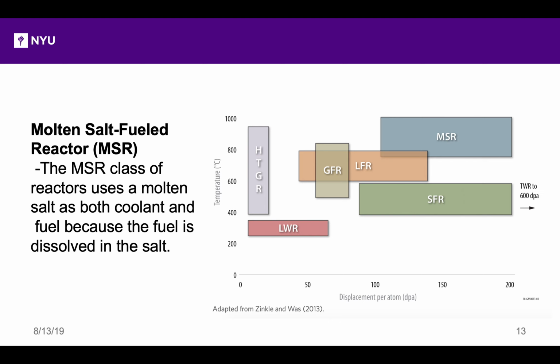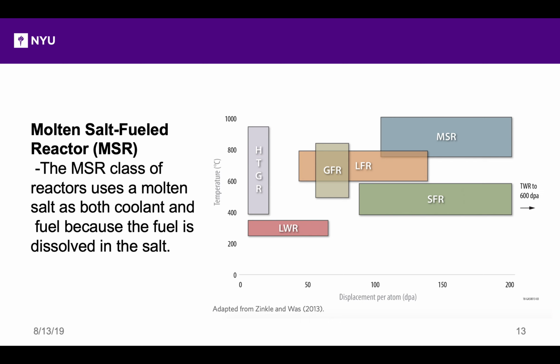LWRs, including SMRs, operate at a low outlet temperature, approximately 300 degrees, and low damage level. It's about 5 to 60 dpa. Note that with life extension, 80 dpa is being reached in some existing LWRs. The VHTR, HTGRs and FHRs also operate at low damage level, that is less than 5 to 30 dpa, but high temperature, above 600 to 950 degrees.